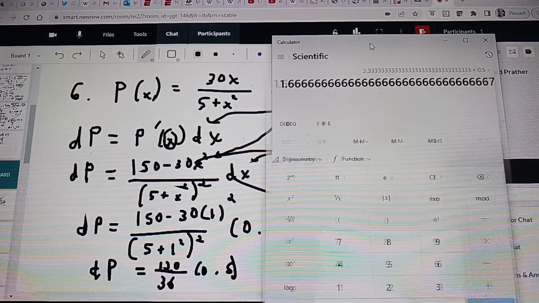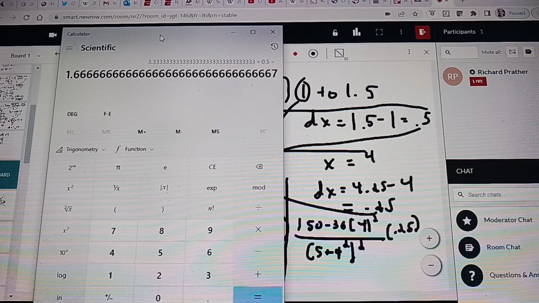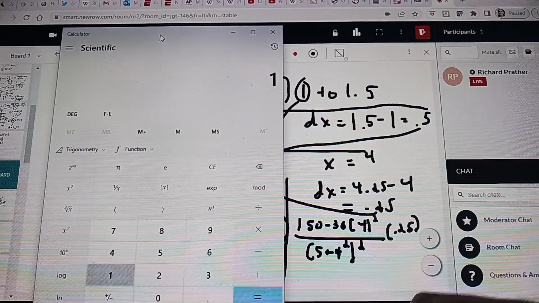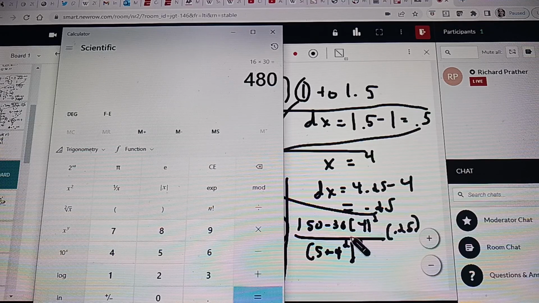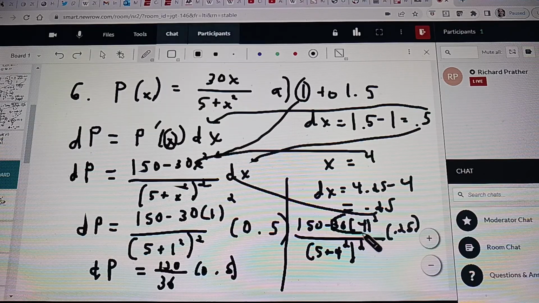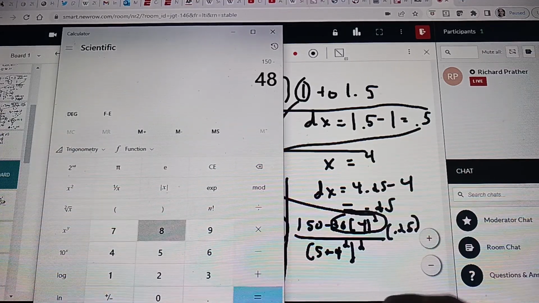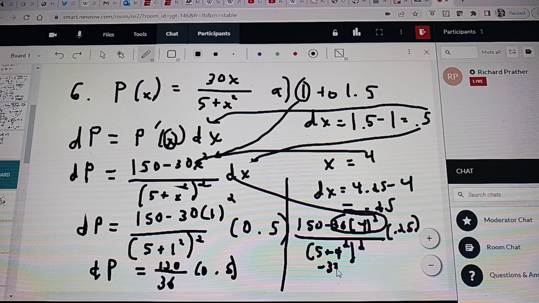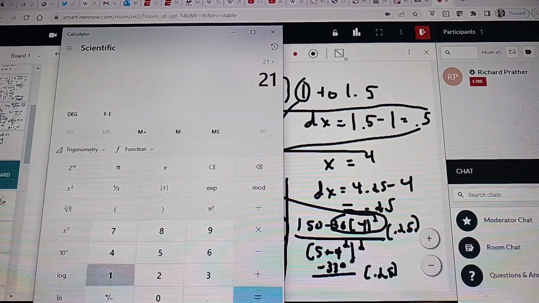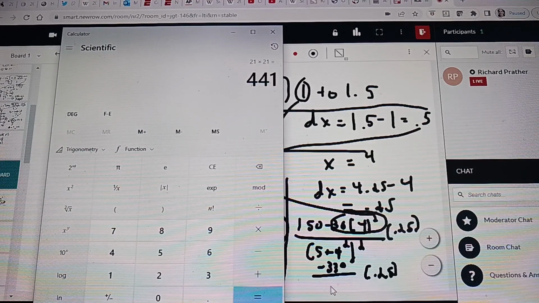So not quite as easy to calculate this one, but let me move it here. Okay, so 4 squared is 16 times 30 is 480. 150 minus 480, the numerator is negative 330. 0.25 over here. And then the denominator, we're going to get 4 squared, 16, plus 5 is 21. 21 squared for the denominator is 441.